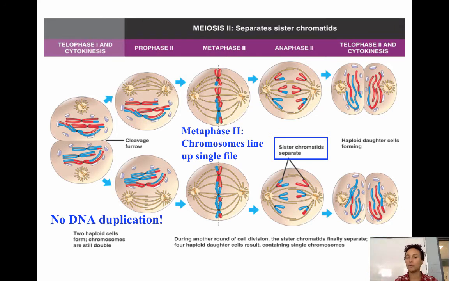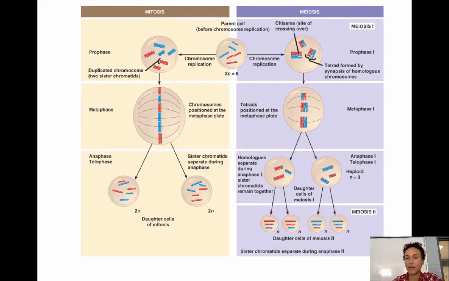They now move towards the center of the cell, and those homologous chromosomes get broken apart. It's the sister chromatids that separate and go to different halves during anaphase. So big difference, anaphase 1 and anaphase 2 is what's going to be separating there. Just a little bit of an overview looking at the differences between mitosis and meiosis.